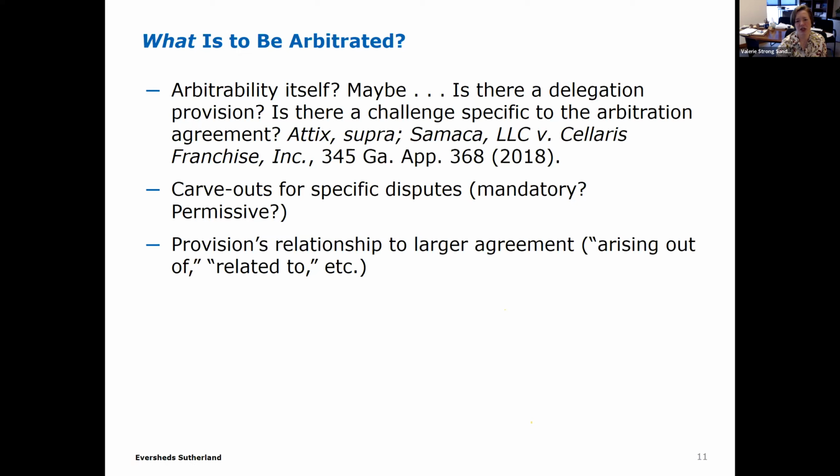Look at the provision's relationship to the larger agreement. In addition to whether we carved out patent disputes or Title VII claims, take a look at the language: is it all disputes arising out of the agreement? Is it all disputes arising out of or related to the agreement? Lawyers being lawyers, those little differences can really matter.